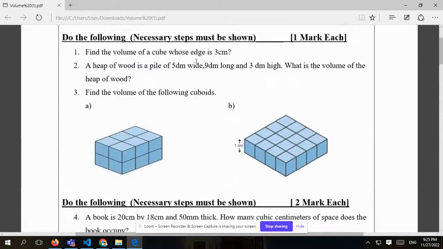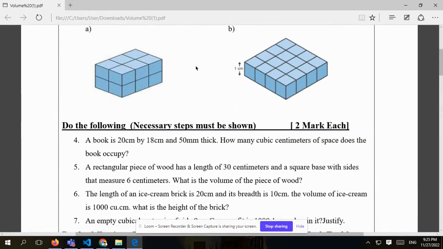Question number 4. Question number 4 is very simple. Oh, there's a trick here. Conversion. Centimeter. But we know that 10 millimeter makes 1 centimeter. That is an important one, right? So it's basically 5 centimeter. They are saying 20 centimeter, 18 centimeter, and then 50 millimeter, right? 50 millimeter means what? 50 millimeter means 5 centimeter.